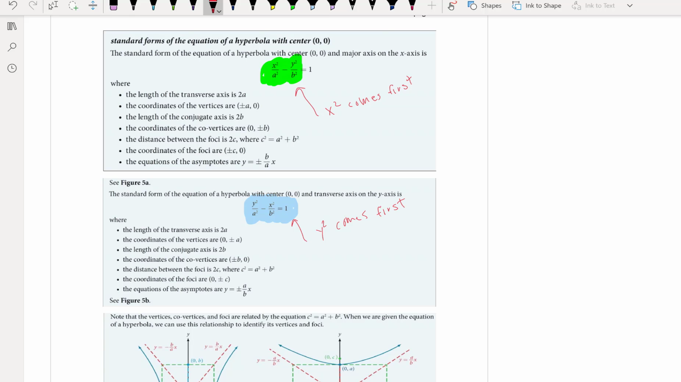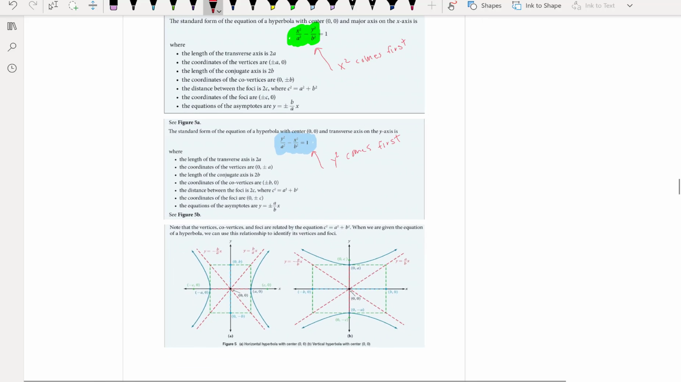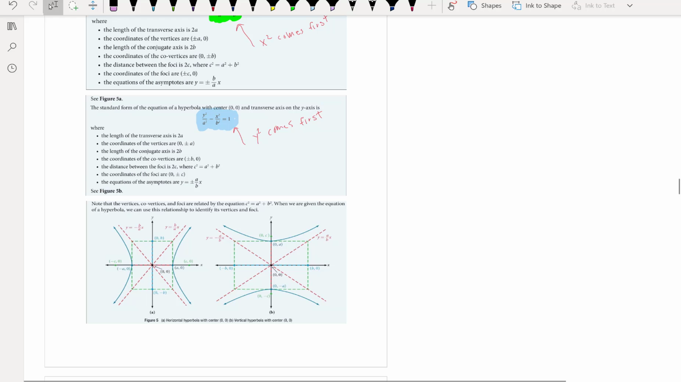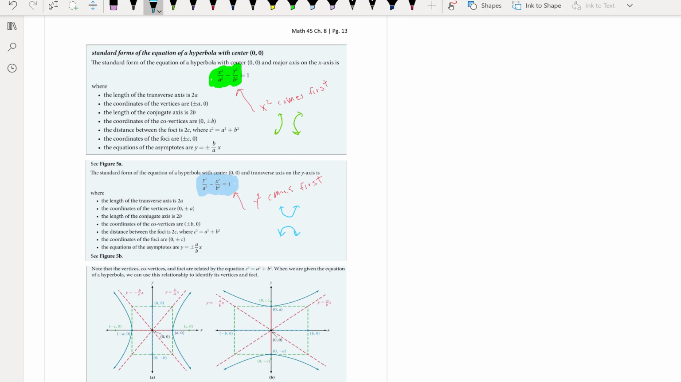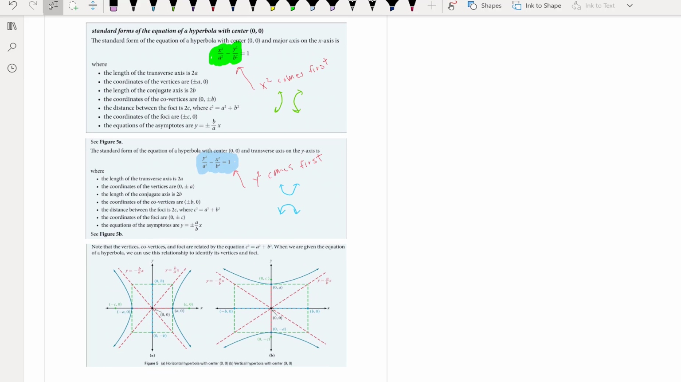So that is going to tell you what shape this is going to have. Notice down below, we have our horizontal hyperbola and the vertical hyperbola. The one where the x squared comes first has this shape, where it's along the x-axis. Versus when the y squared comes first, it's along the y-axis. It has this shape to it, okay? So now we know the shapes of our hyperbolas depending on the formula that we have.